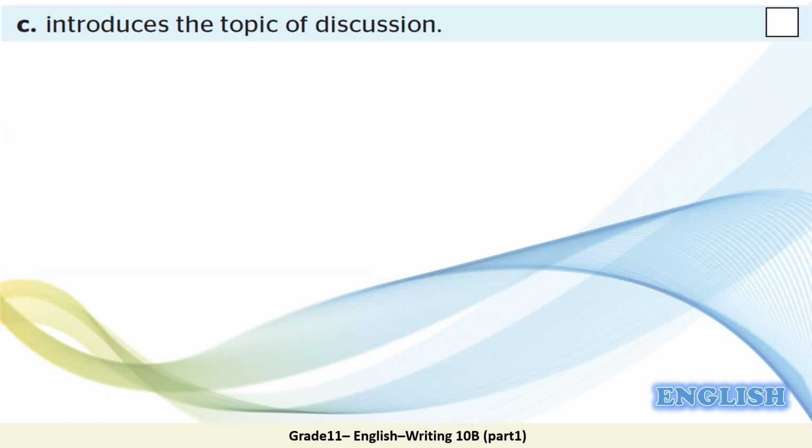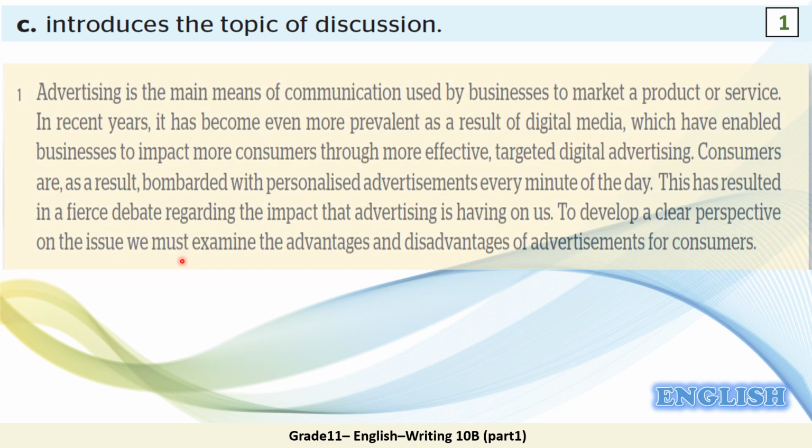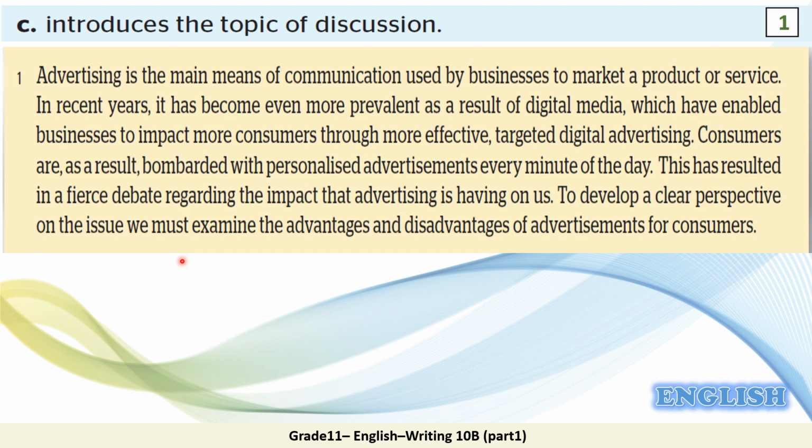In which paragraph does the writer introduce the topic of discussion? And this is very clear in paragraph 1. And let's see the statement through which the writer discusses the main topic of discussion. He said, "advertising is the main means of communication," and so on and so forth.